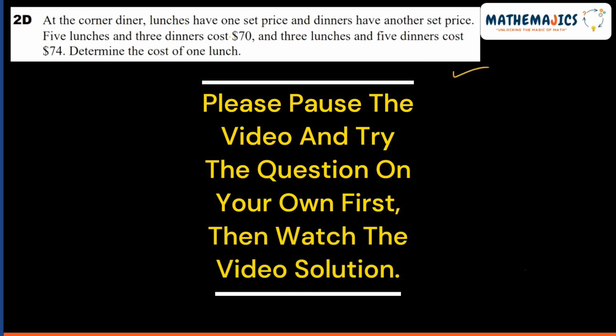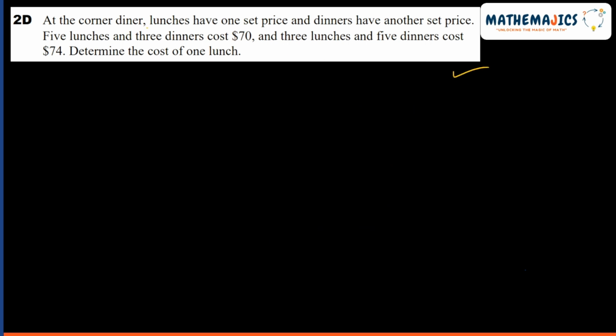So this is the fourth question. At the corner diner, lunches have one set price and dinners have another set price. 5 lunches and 3 dinners cost $70. So let's write it down in the form of an equation. 5 lunches and 3 dinners cost $70. Okay, so I'm taking the cost of one lunch set as L and one dinner set as D.